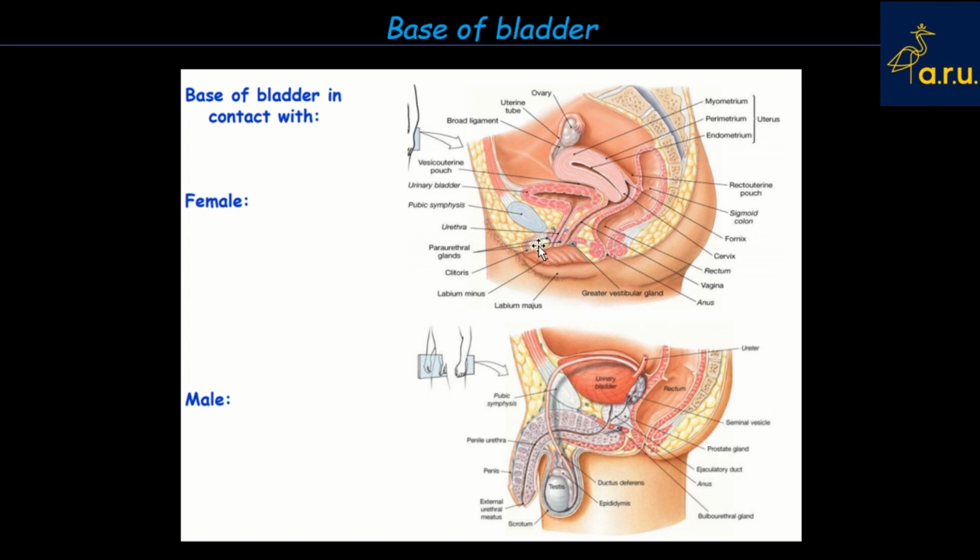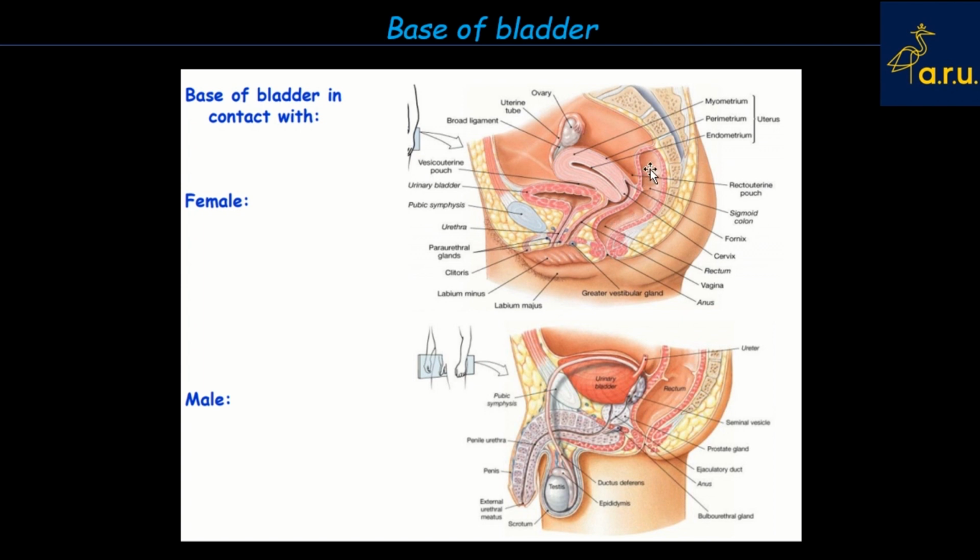This is the same hemisection which has been taken through a female pelvic region. So we can see the bladder and the urethra in the front. We can see the vagina and the cervix and the uterus in the middle. And then we can see the anal canal going up as the rectum.